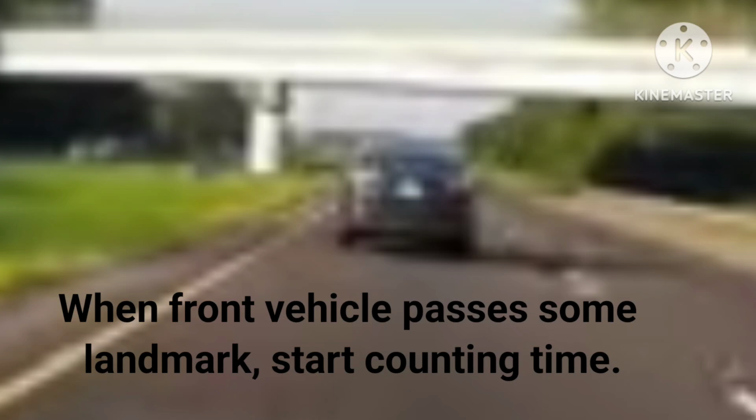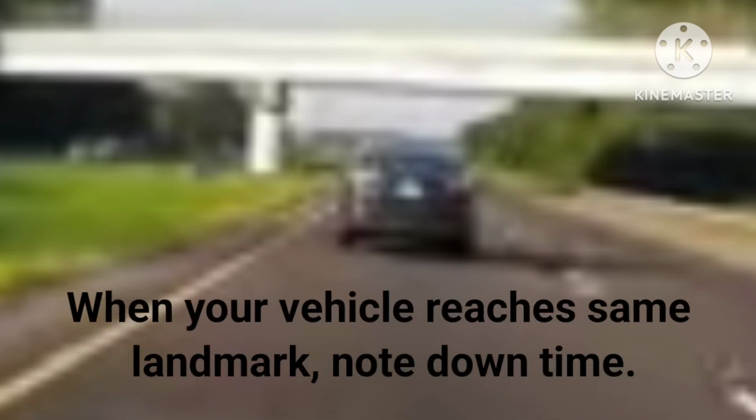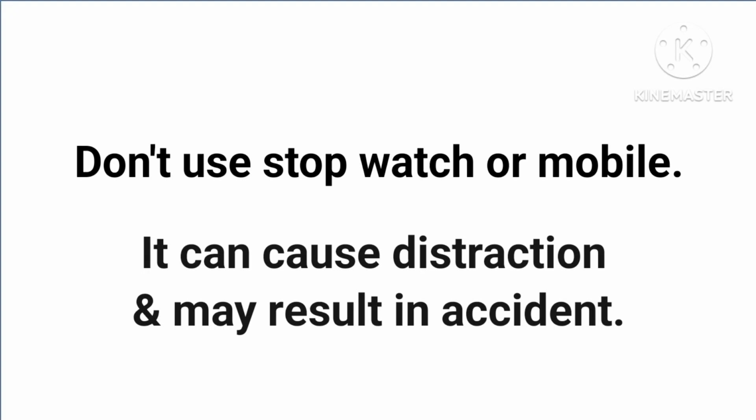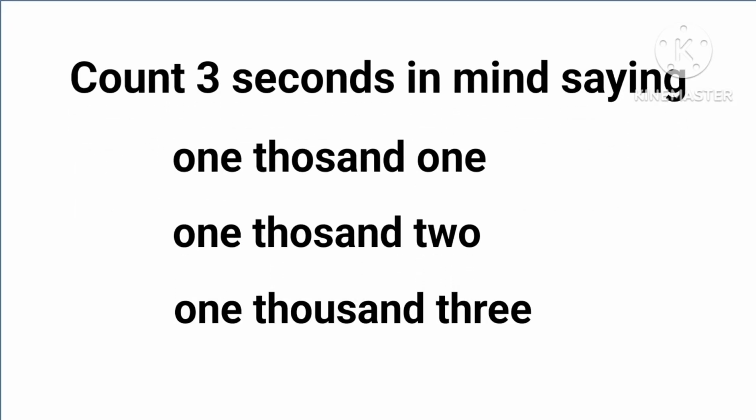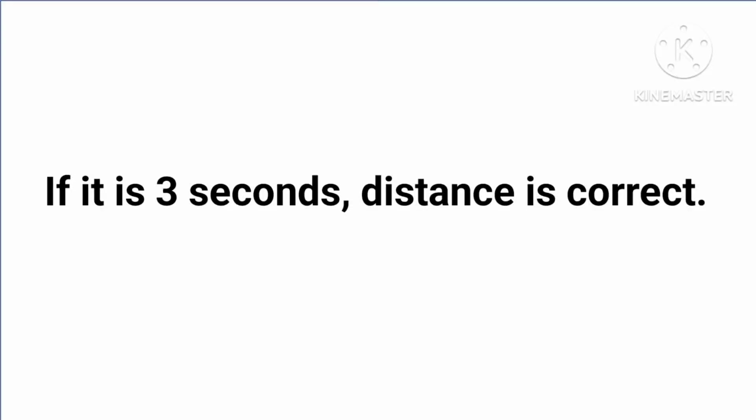If you are following a vehicle, maintaining constant distance, observe some landmark on the side of the road. When the vehicle in front passes that landmark, start counting time in seconds. When your vehicle reaches the same landmark, note down the time. For measuring time, you cannot use a stopwatch or mobile. This can distract your attention and may result in an accident. Therefore, count 3 seconds in your mind saying 1001, 1002, 1003. If it is 3 seconds, your following distance is correct.